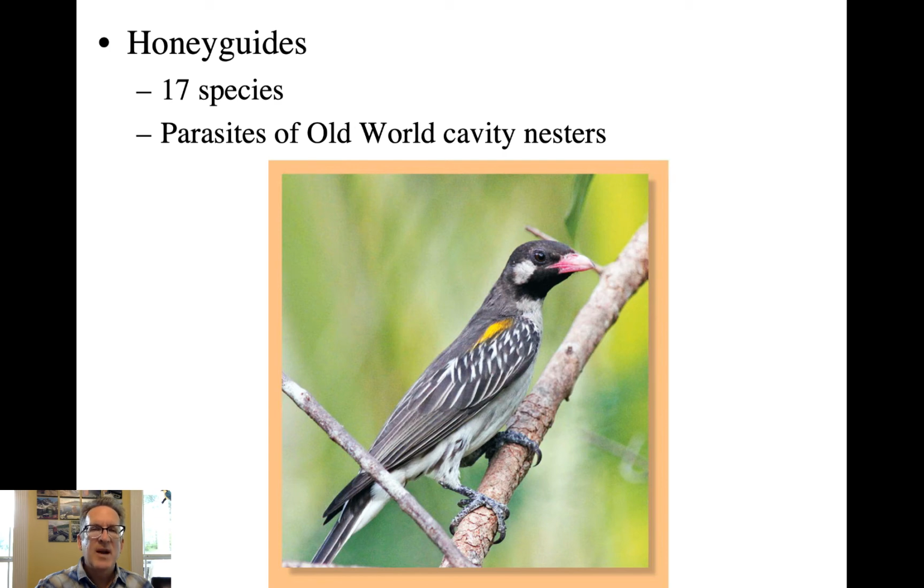We talked a little bit about honey guides throughout the semester, about their diet specializations and some of their interesting behaviors. But another interesting behavior is that they're obligate interspecific brood parasites.